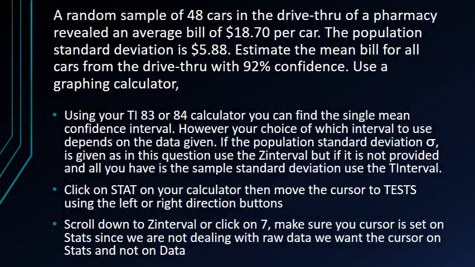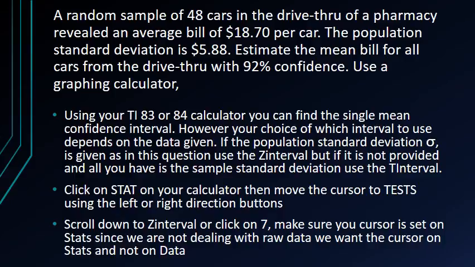In this question, we'll be looking at how to estimate the mean interval given a confidence level. The question reads: a random sample of 48 cars in a drive-thru of a pharmacy revealed an average bill of $18.70 per car. The population standard deviation is 5.88. Estimate the mean bill for all cars from the drive-thru with a 92% confidence.